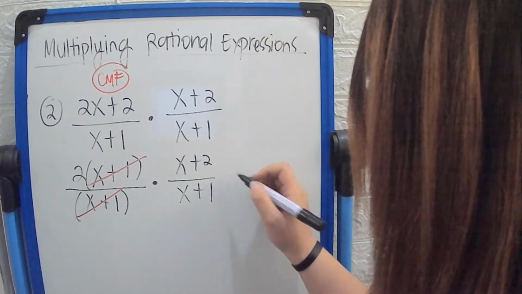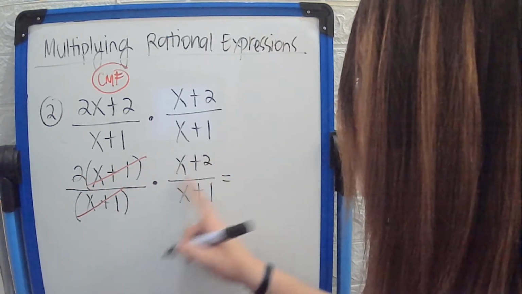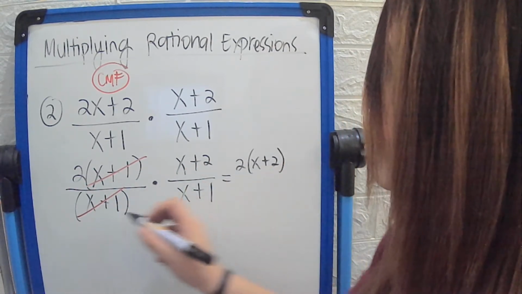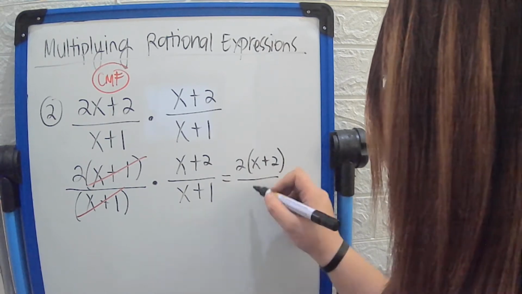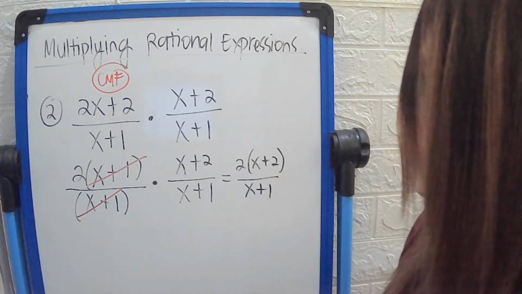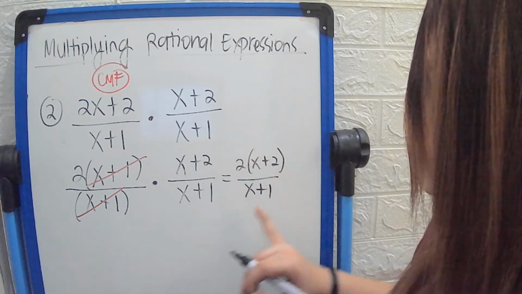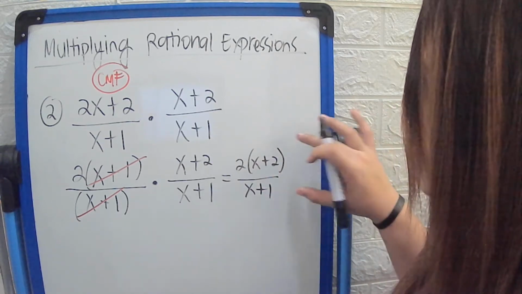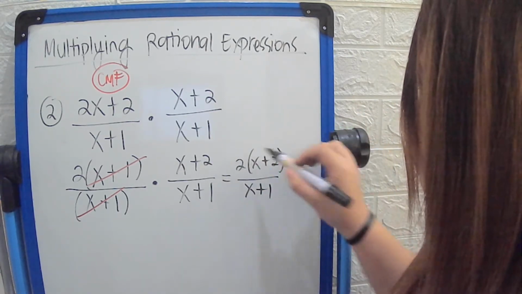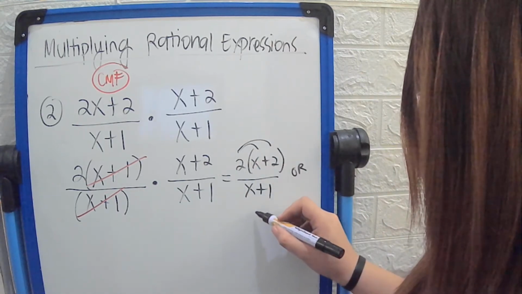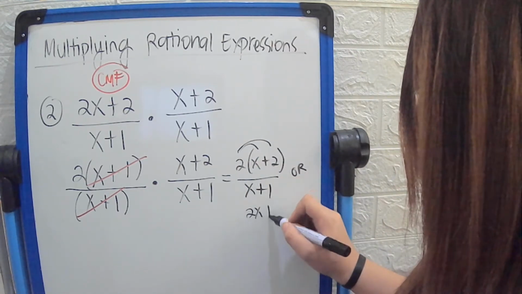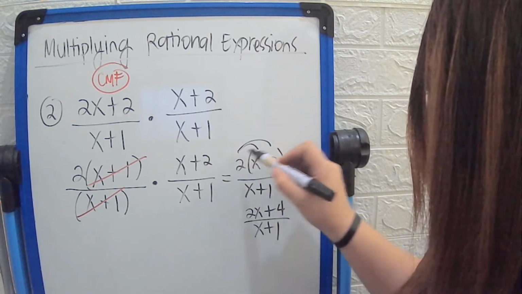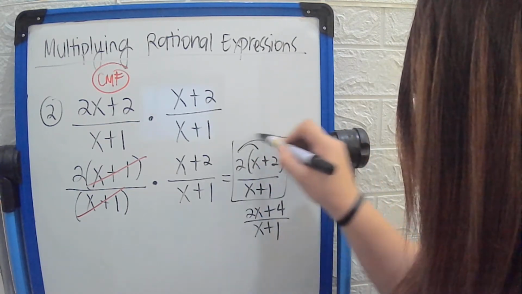Multiply the factors or the terms here. So 2 times x plus 2. Then for your denominator, you only have x plus 1. As you can see, there are no common terms in the numerator and in the denominator. So you can have this as your final answer, or you can distribute this. It can be 2 times x, 2x, then plus 2 times 2, 4, over x plus 1. So this can be your final answer or this one.